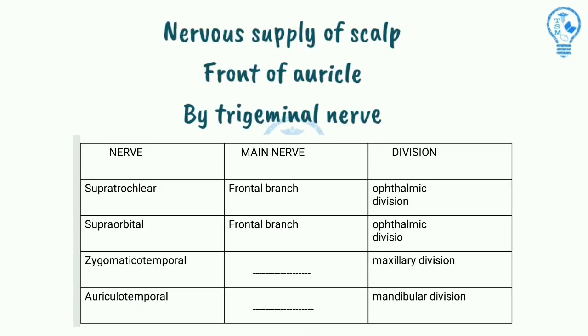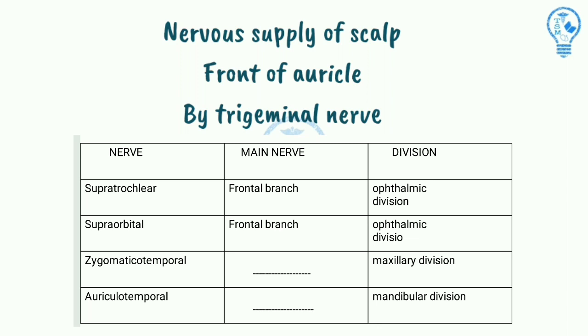And now nerve supply. We shall divide it into 2 parts. Front of the auricle, back of the auricle. First we shall know what is front of auricle. It is completely supplied by trigeminal nerve. The nerves which supply are supratrochlear, supraorbital, zygomaticotemporal, auriculotemporal.